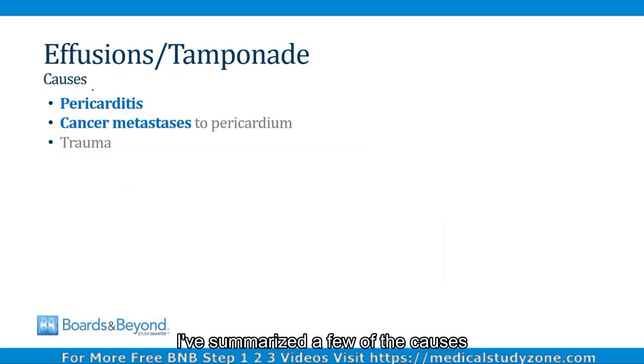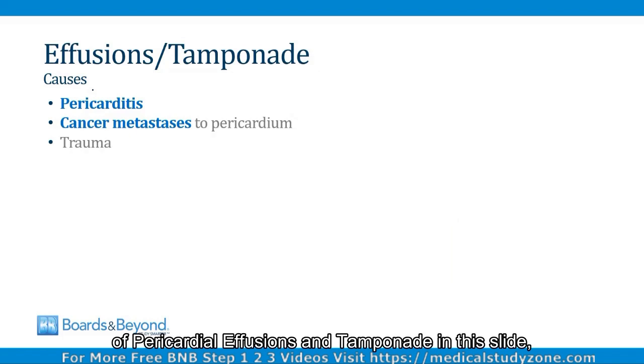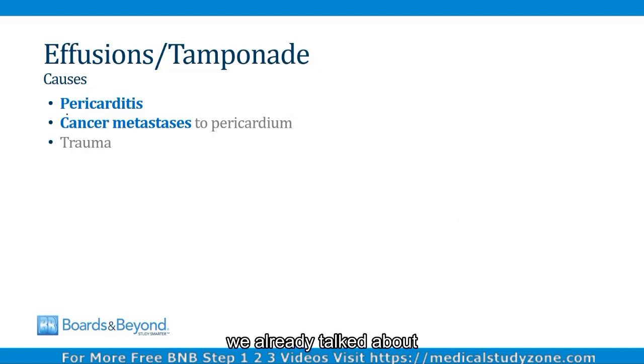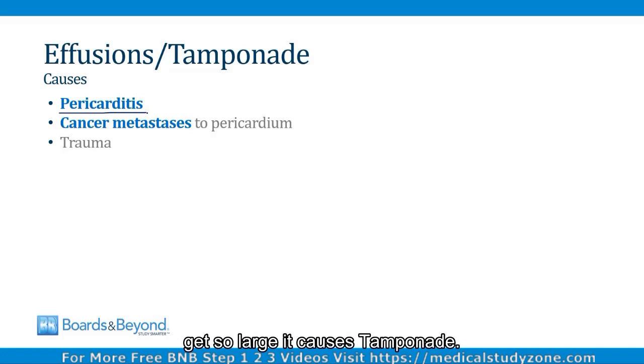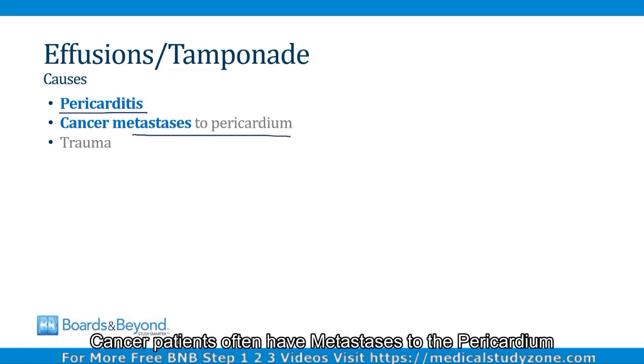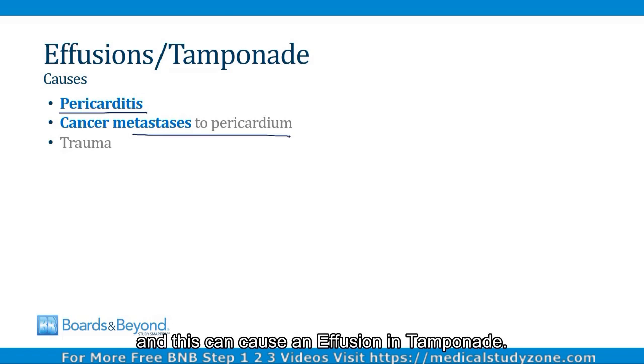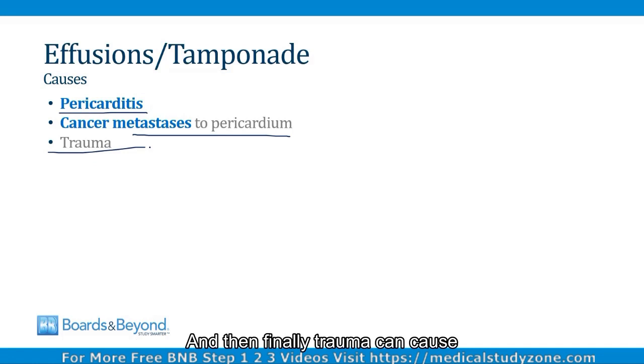I've summarized a few of the causes of pericardial effusions and tamponade on this slide. We already talked about how about half of patients with pericarditis develop an effusion, and some of those patients can have the effusion get so large it causes tamponade. Cancer patients often have metastases to the pericardium, and this can cause an effusion and tamponade. And then finally, trauma can cause those rapidly accumulating effusions, which can lead to Beck's triad and tamponade.